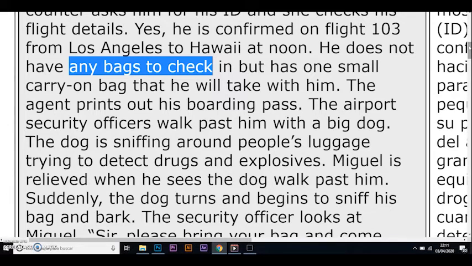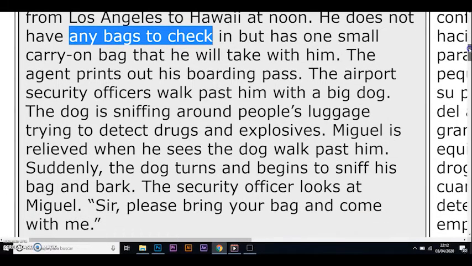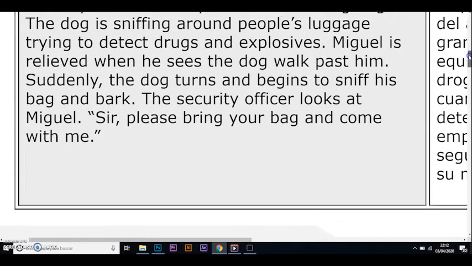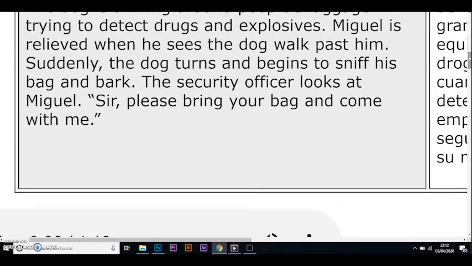The dog is sniffing around people's luggage, trying to detect drugs and explosives. The police dogs are trained to detect drugs and explosives. Okay. Also, the animals that are in the airport are trained for that. They are working animals.